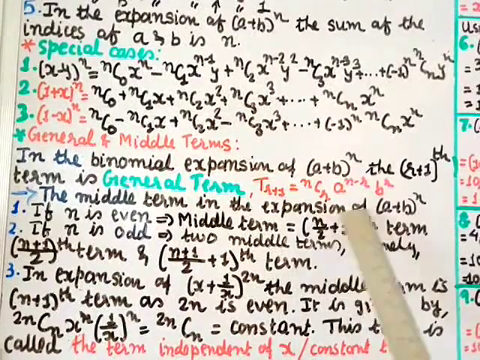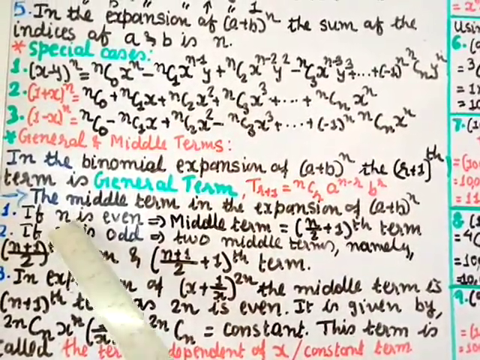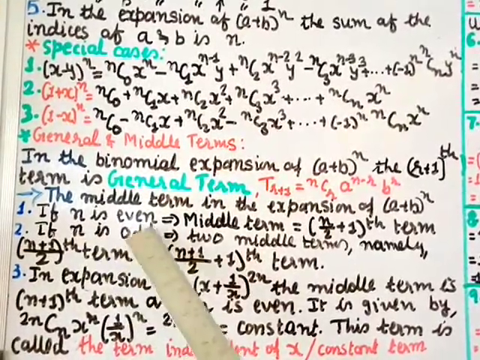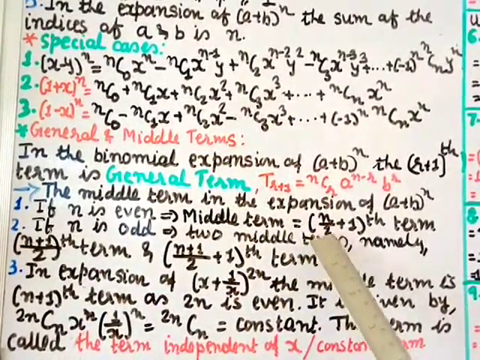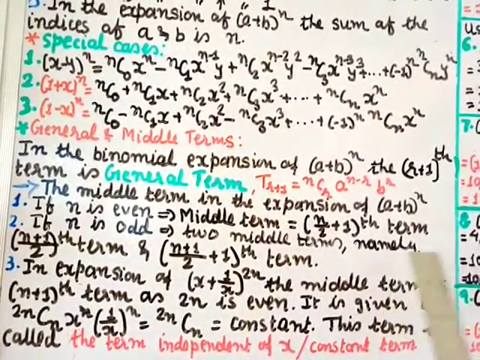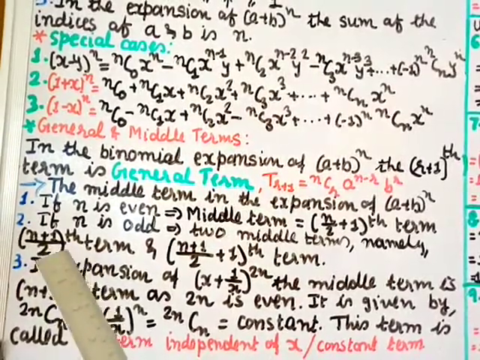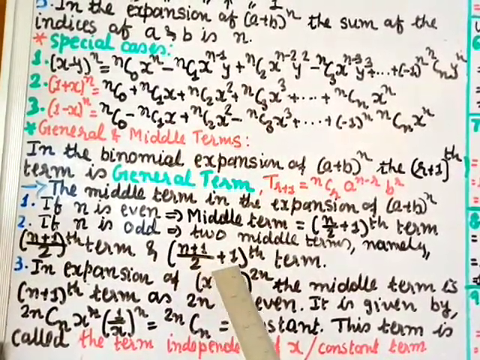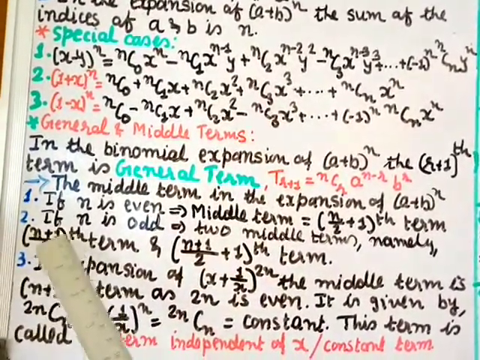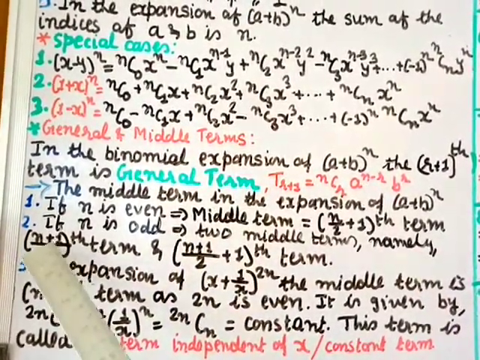The middle term in the expansion of (a + b)^n. So now for the middle term, n can be even or odd. If n is even, then the middle term will be the (n/2 + 1)th term. Okay, and if n is odd, then there are two middle terms, namely the first one is the ((n + 1)/2)th term and the ((n + 1)/2 + 1)th term. Okay, so if it is the 4th, then the 5th term.